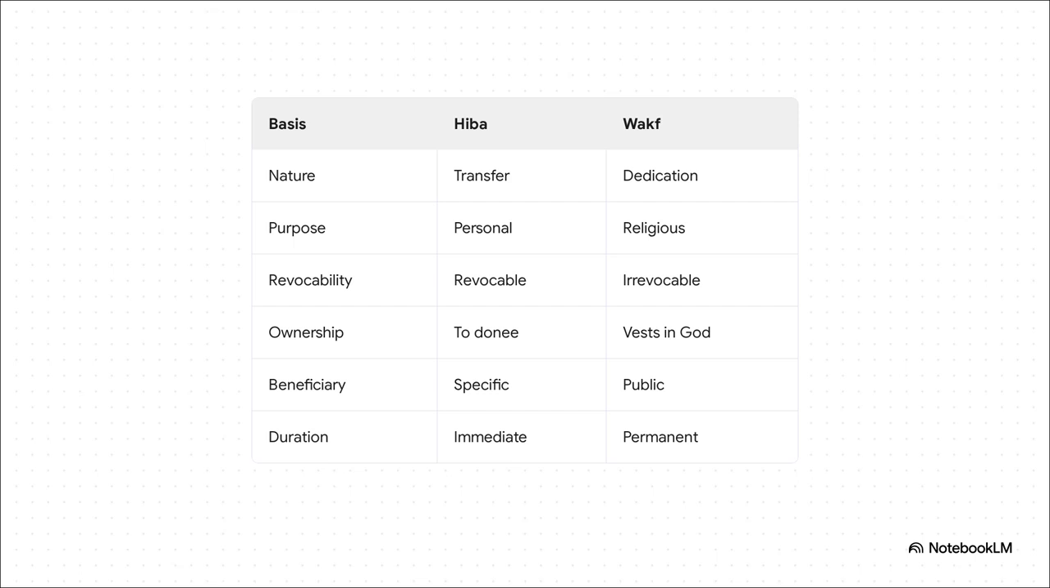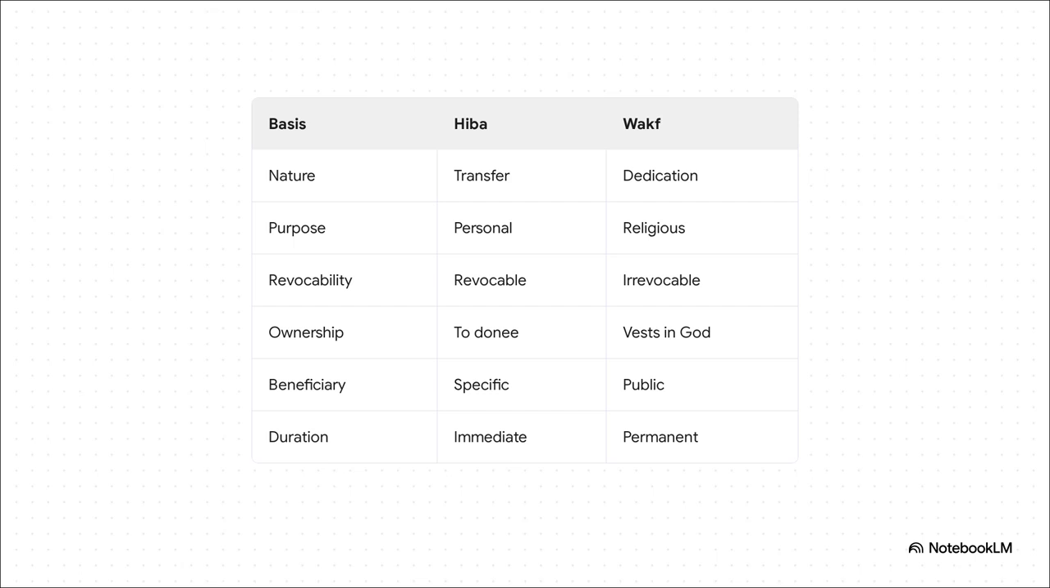Let's walk through the structural comparison row by row. First, nature. Hiba is a transfer of ownership, whereas Wakf is a dedication for God or charity. Second, purpose. Hiba is for personal benefit, but Wakf is for religious or charitable benefit. Third, revocability. Hiba can actually be revoked in certain cases, but Wakf is generally irrevocable.